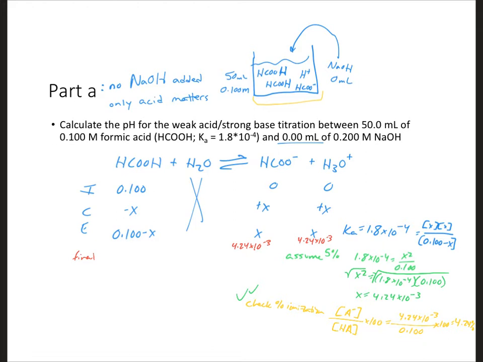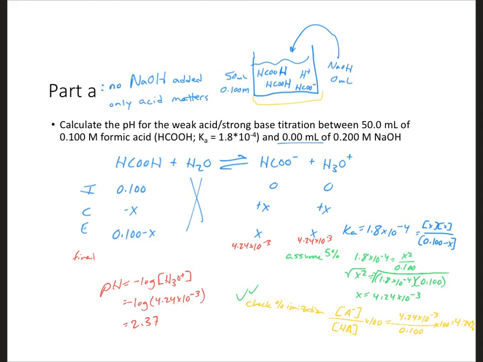And so if we have the H3O concentration, we can go ahead and calculate the pH. When we do that calculation, the negative log of 4.24 times 10 to the minus 3 gives us a pH of 2.37. We'll probably want to remind ourselves that this was in fact the answer that we were looking for, and repeat it somewhere on the page.